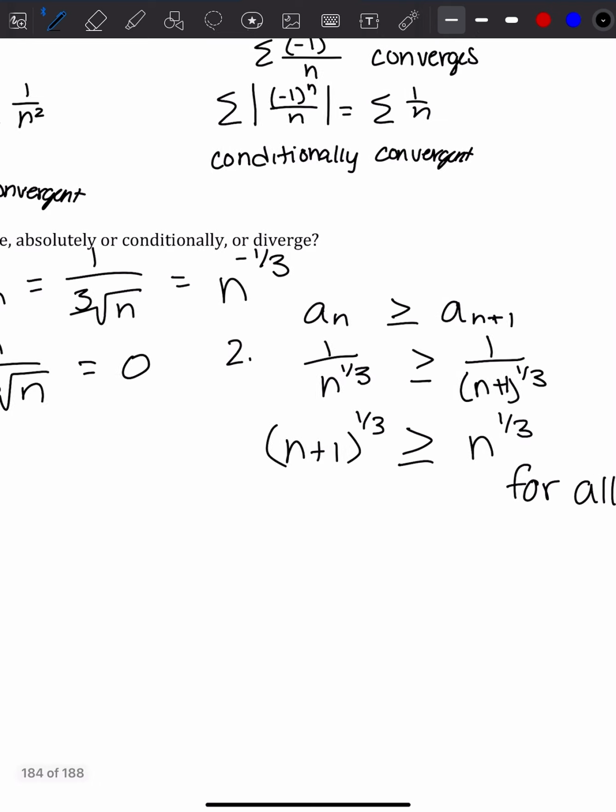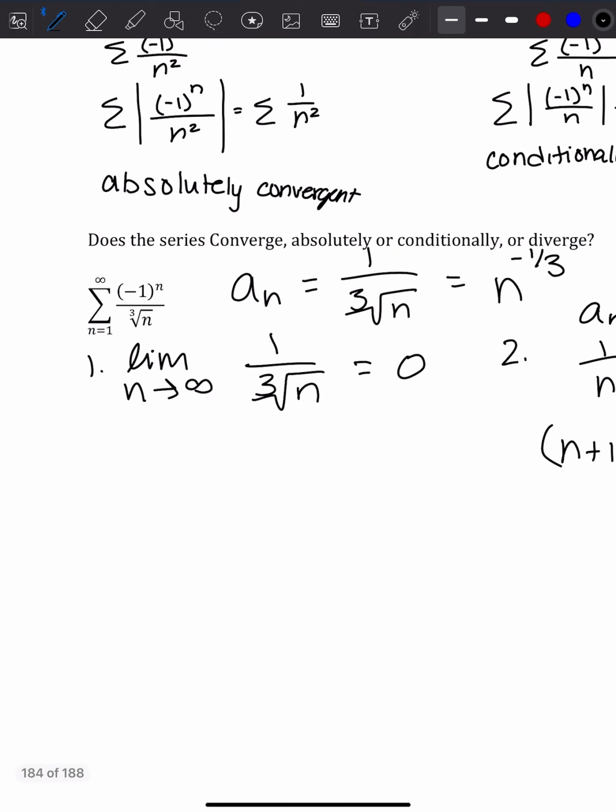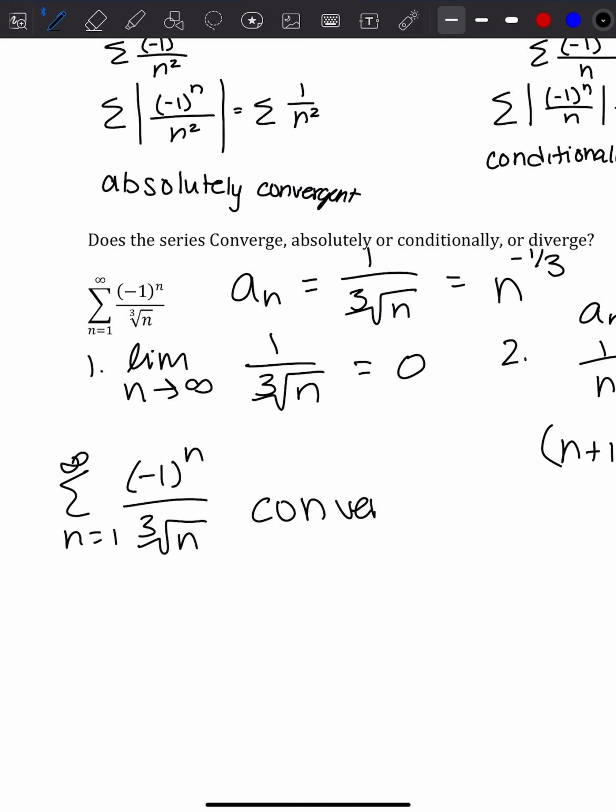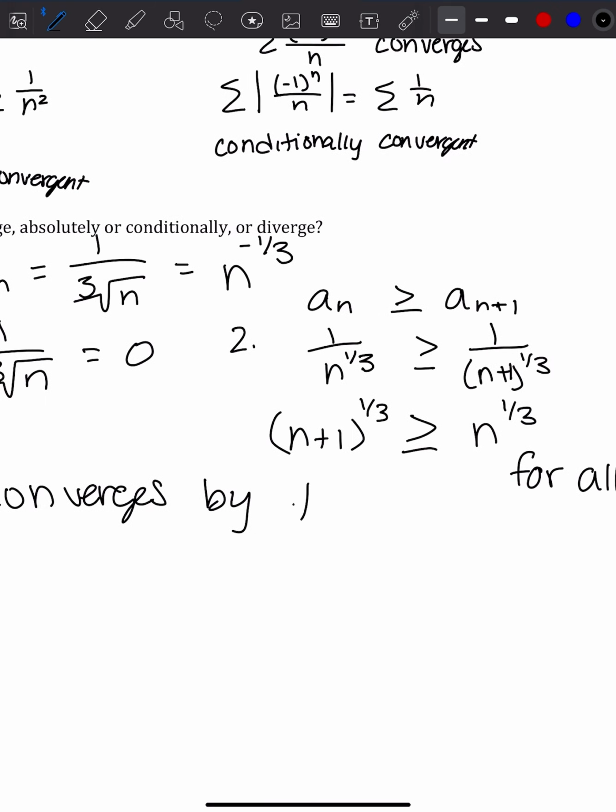So what this tells us is, by the alternating series test, the summation from n equals 1 to infinity of negative 1 to the n over the cubed root of n converges by the alternating series test.